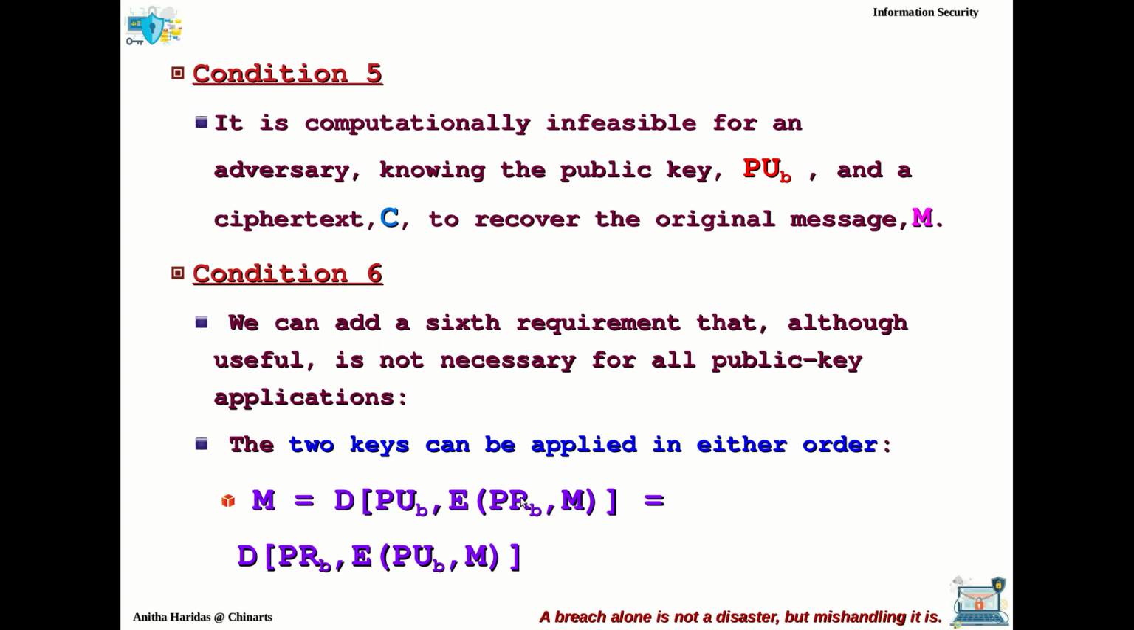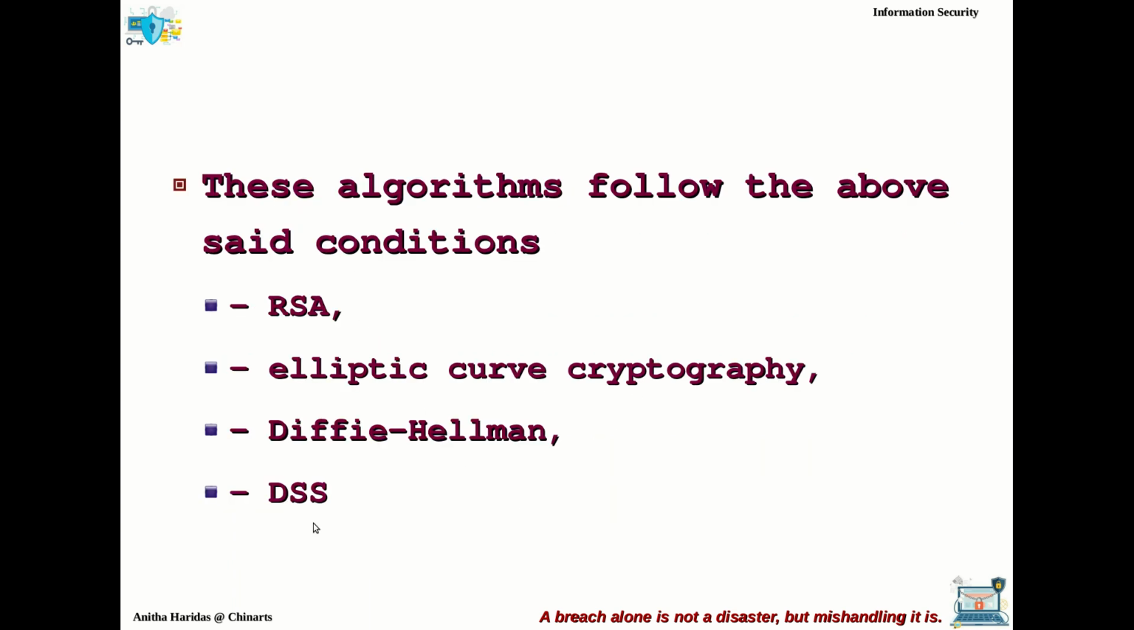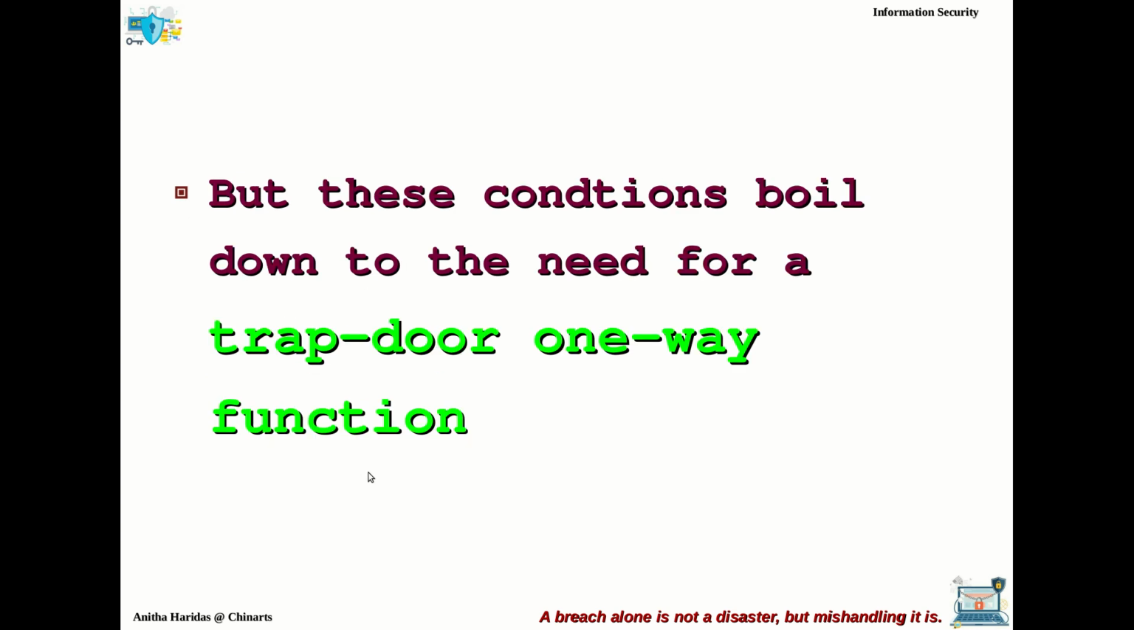So these are the 6 different conditions any cryptographic algorithm must possess to call it a public key crypto system. Okay. Now these are the different algorithms that follow these conditions. All these 6 conditions are followed or implemented in these 4 algorithms: RSA, elliptic curve cryptography, Diffie-Hellman algorithm and DSS. Okay. So in our syllabus we are going to cover only the RSA algorithm.